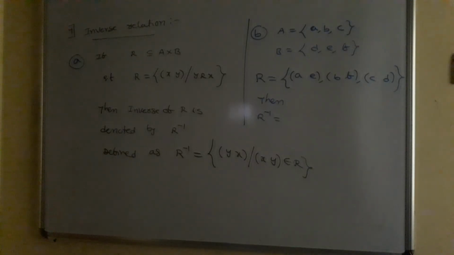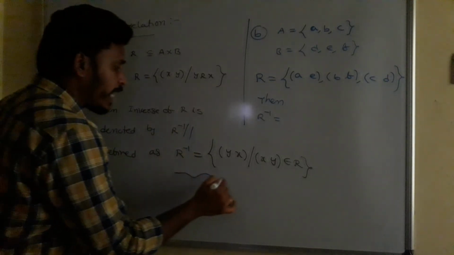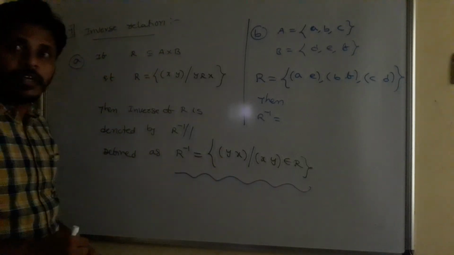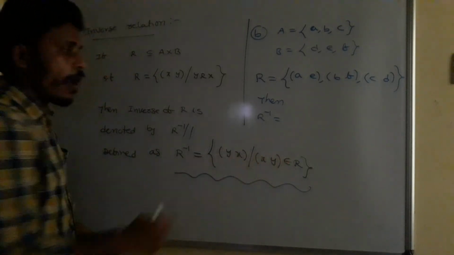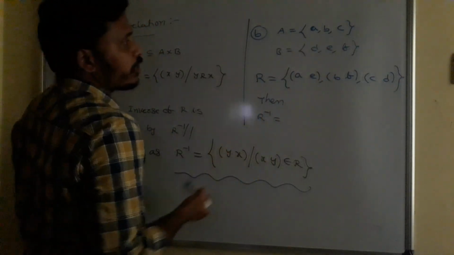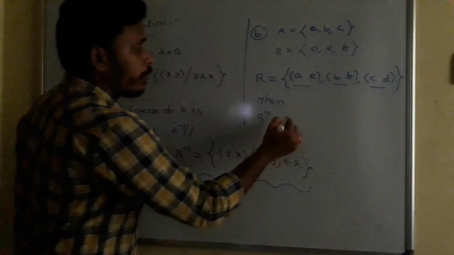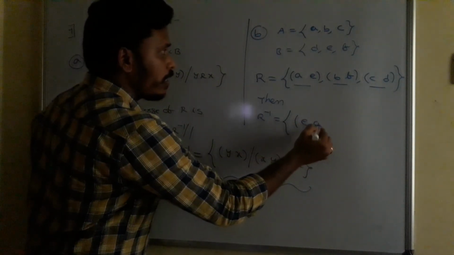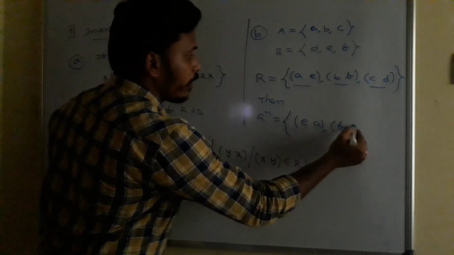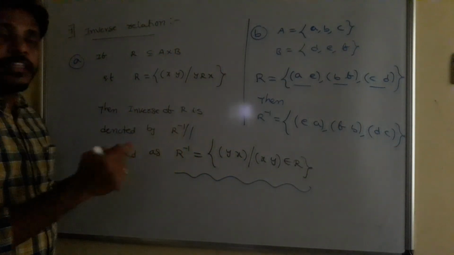The next point is the seventh one, inverse relation. See, if R is a relation which contains the ordered pairs x, y, then its inverse relation is denoted by R inverse and is defined as R inverse containing the ordered pairs y comma x if x comma y is in R. So suppose I have two sets A, B, and R is a relation where the elements are (A, E), (B, F), (C, D). Then R inverse simply contains the ordered pairs (E, A), then (F, B), and then (D, C). You need to interchange the elements in the place of x and y.